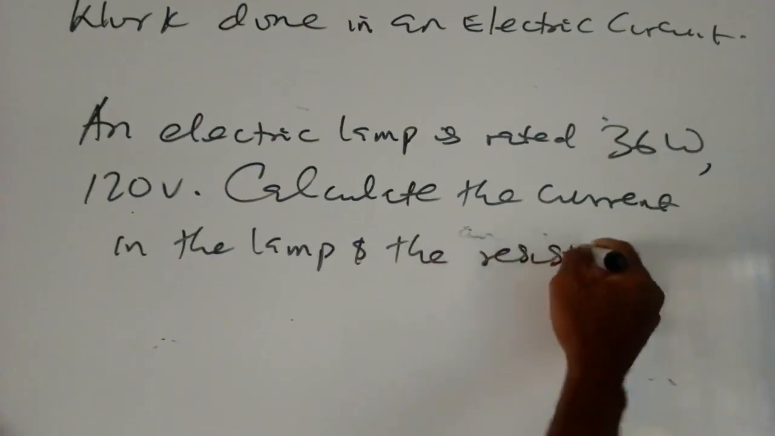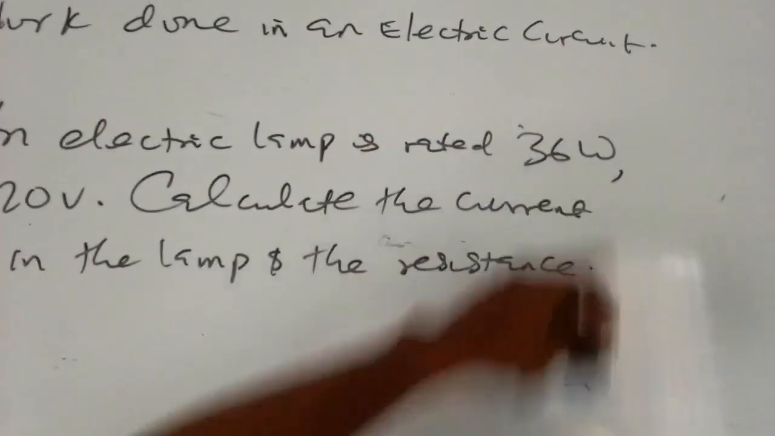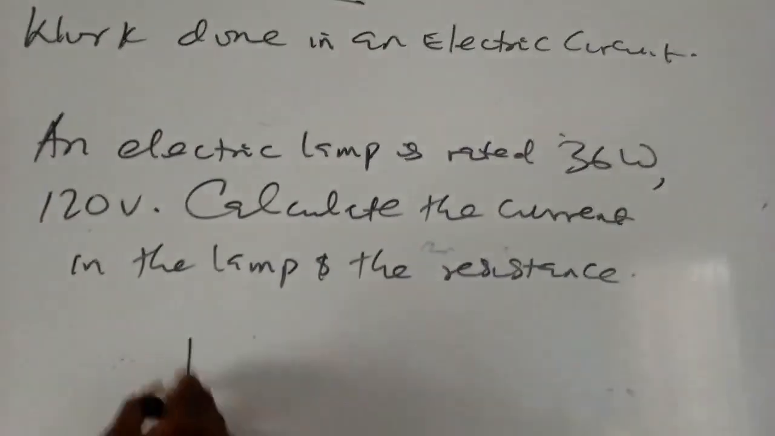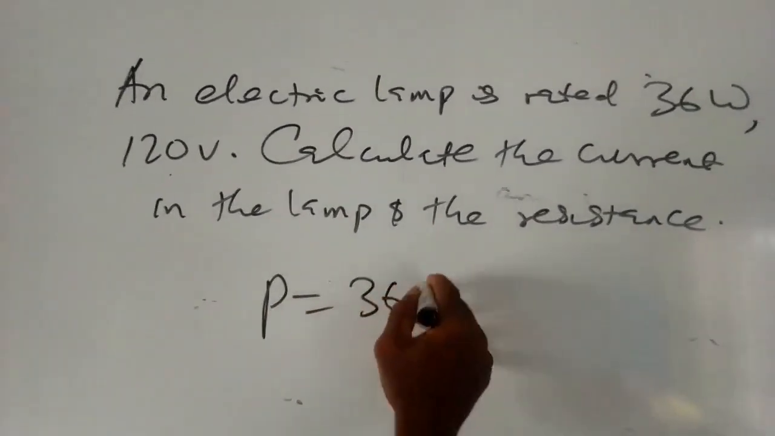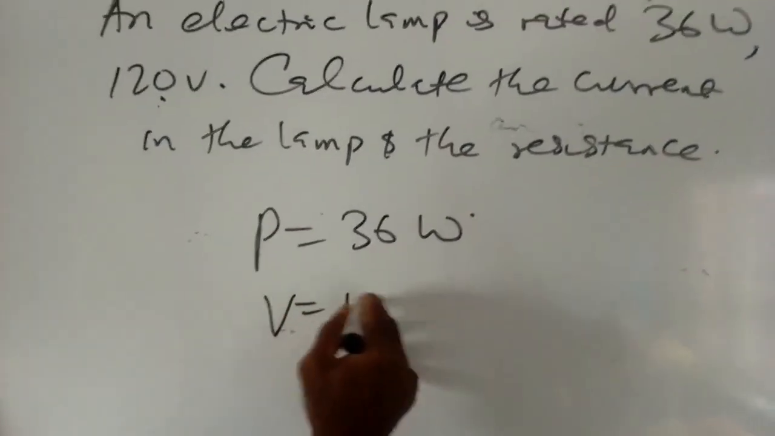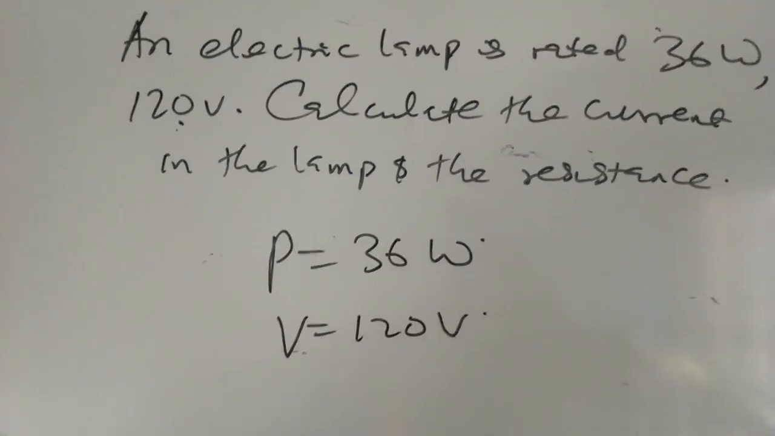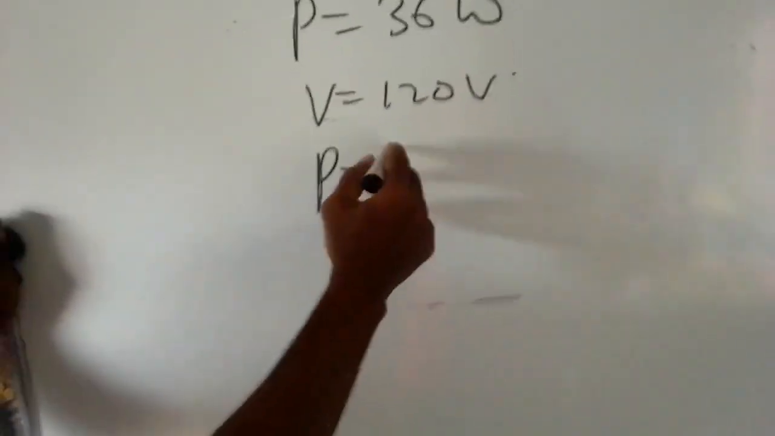To solve this problem, this 36 watts stands for power, because you know power is in watts. So power is 36 watts, and our potential difference is 120 volts. We're looking for current. Power in a circuit is given by IV.